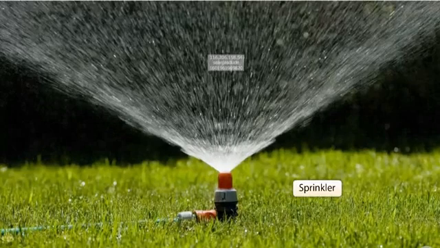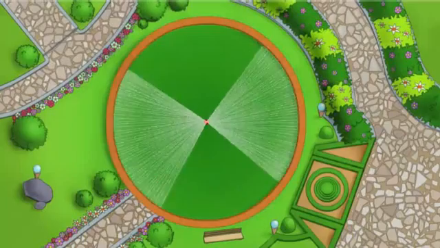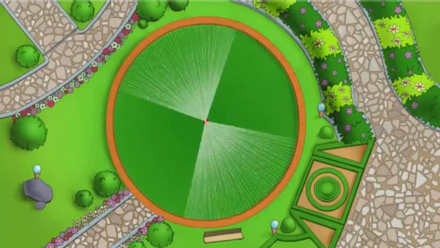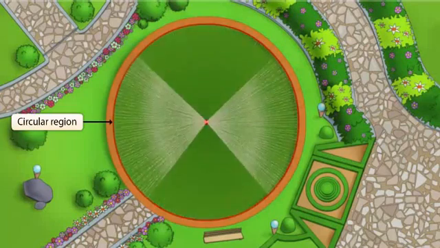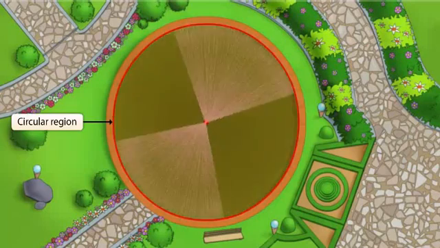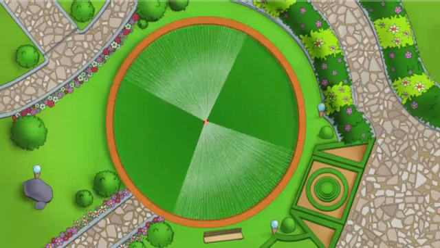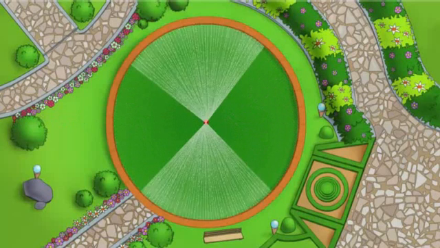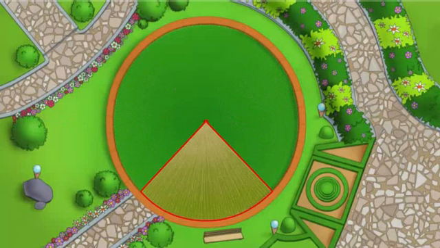You must have seen a sprinkler watering a garden. Have you noticed the area that is watered by the sprinkler? The sprinkler releases water over a circular region. But sometimes the rotation of the sprinkler is controlled to release water to a specific part of the circular region.